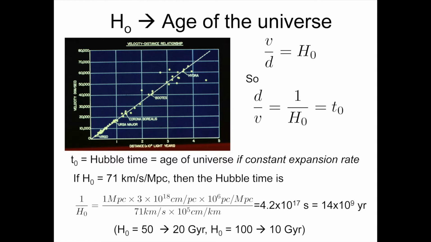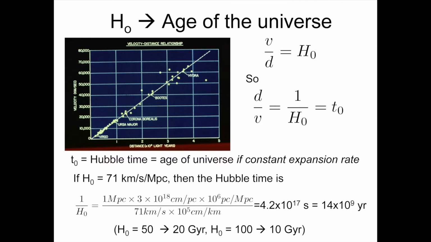It's the first order approximation for the age of the universe. And so it's called the Hubble time. This would be the age of the universe if there had always been a constant expansion rate. So let's take one of the popular values today for the Hubble constant, 71 kilometers per second per megaparsec. And I say one of the values because it's within a couple kilometers per second of this value, but it keeps changing practically every year with new observations.